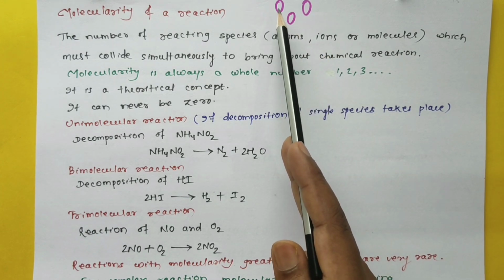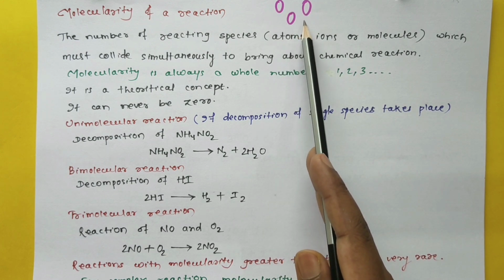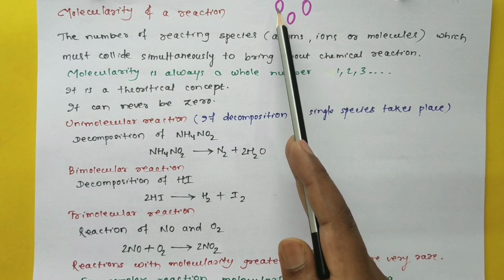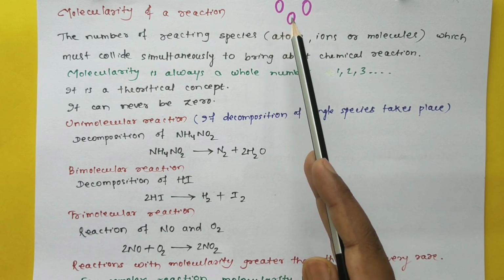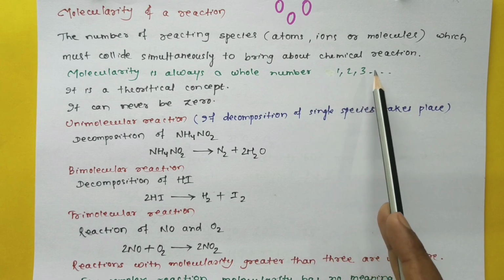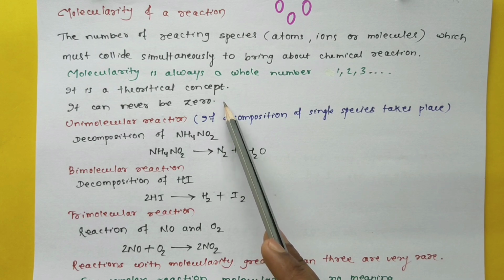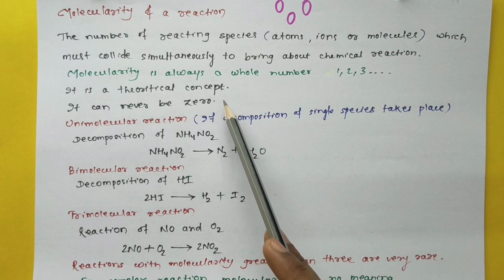Suppose this is one atom, this is another atom. Suppose three atoms are interacting simultaneously to form the product. So it will be trimolecular. Sometimes we find that only one atom itself undergoes reaction to form the product. Then it will be unimolecular. So molecularity is always a whole number. It may be 1, it may be 2, it may be 3. It is a theoretical concept and it never becomes 0. Can you think that 0 molecules will interact to form a product? That is practically impossible. Got it clear?